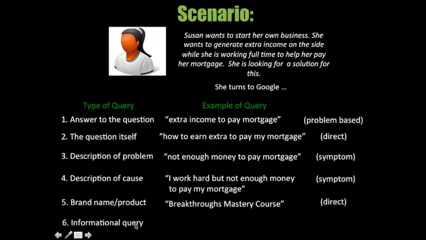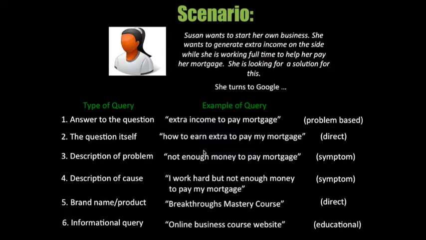Next is informational query. So let's say Susan doesn't have any idea of what kind of business can help her generate extra income to pay her mortgage. So she might type her query as "online business course website," because she's still looking for some website that can give her some ideas about online business or building her own business. So this query is educational based.